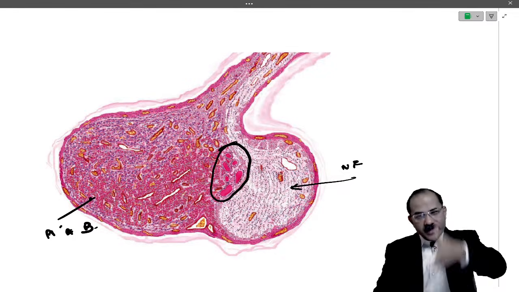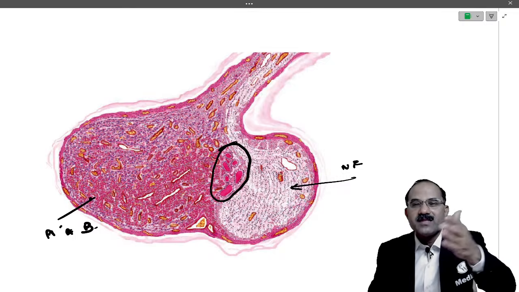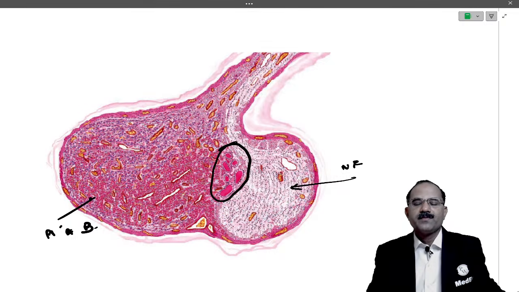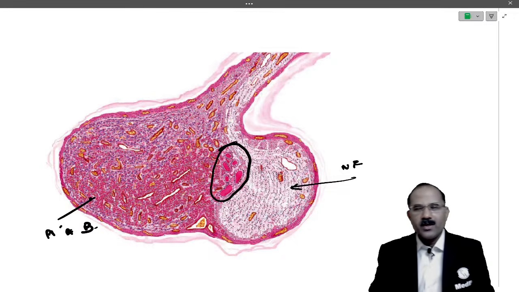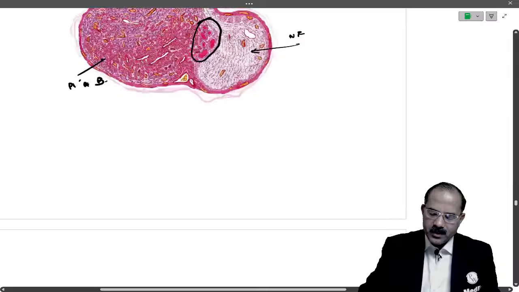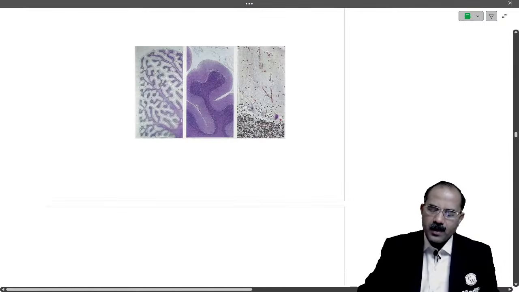But students just identify the colloid-filled vesicles and identify this as thyroid. No, this is not thyroid. This is a slide of pituitary gland. Neurohypophysis, adenohypophysis, yes. I'm just helping you to identify the slides. Luckily, the details are there in the app also.